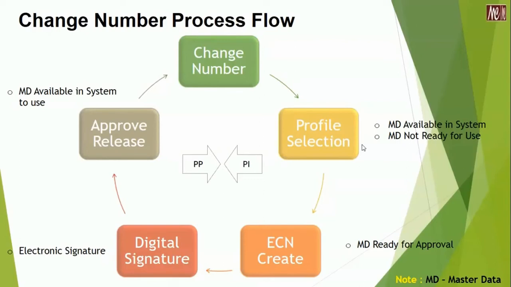Third, the change number will be created in the system. And fourth, once the change number is available in the system, it goes through the approval process by the authority, and that authority carries it out through a digital signature in SAP, commonly known as an electronic signature, which is possible through the SAP standard. Once the digital signature is carried out, it moves to approval, meaning the change number is released and ready for use.